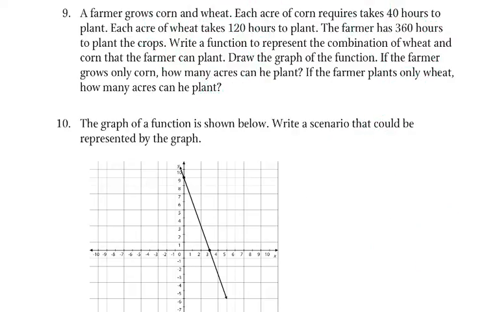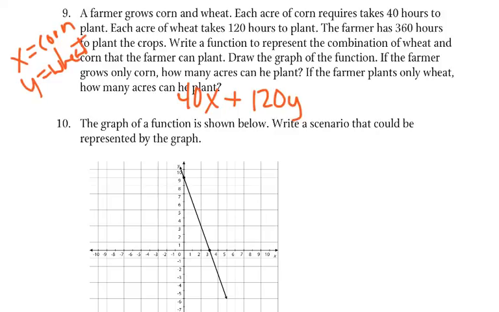Farmer grows corn and wheat. Let's call X corn. Y will be wheat. Each acre of wheat takes 120 hours to plant, so 120 for wheat. Each acre of corn takes 40 hours, so 40 times X. Okay, he has 360 hours to plant crops. There's our function.